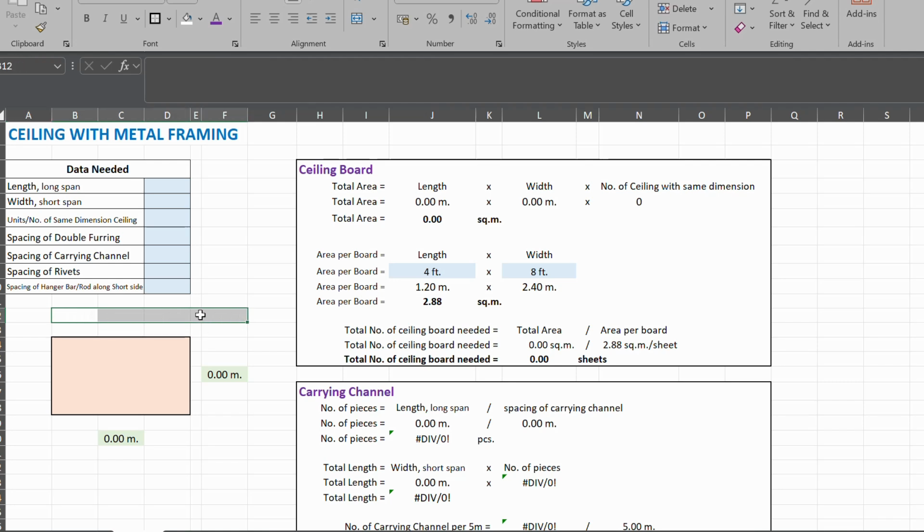Saksak sinagol taran. Okay, ceiling with metal framing. Okay, data needed. So length for long span and width for short span. And for example, we have a ceiling. So titingnan nyo po doon sa ceiling plan kung ano yung dimension ng ceiling nyo po.